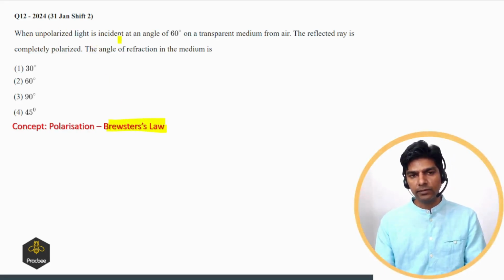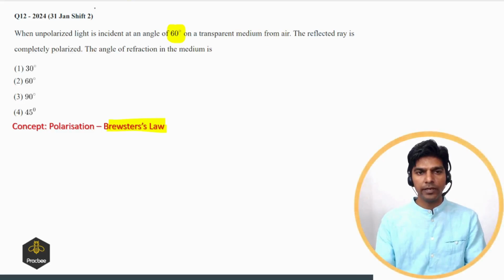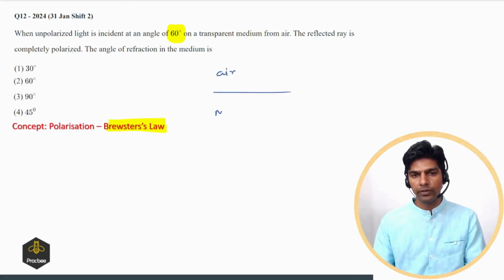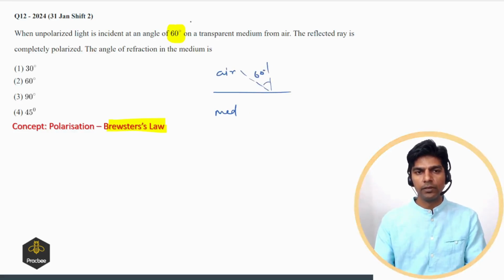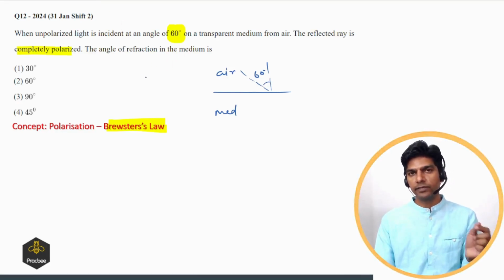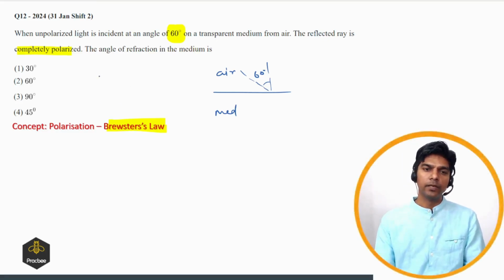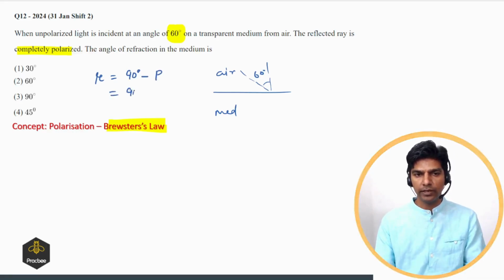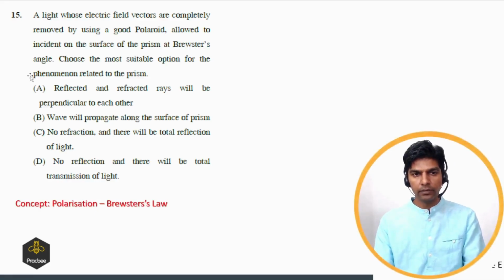When an unpolarized light is incident at an angle of 60 degrees on a transparent medium from air, so light is coming from air to medium, and the angle of incidence is 60 degrees. The reflected ray is completely polarized and the angle of refraction in the medium? So in case the light is hitting the interface at the polarizing angle, the angle of refraction is 90 minus the polarizing angle, and the polarizing angle is 60 degrees, so 90 minus 60 will be 30. So option 1 is the right answer.